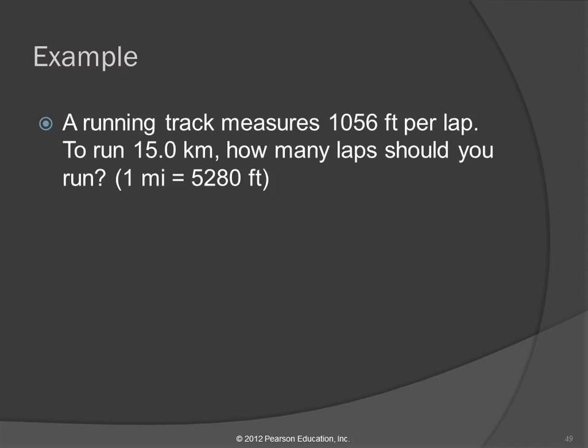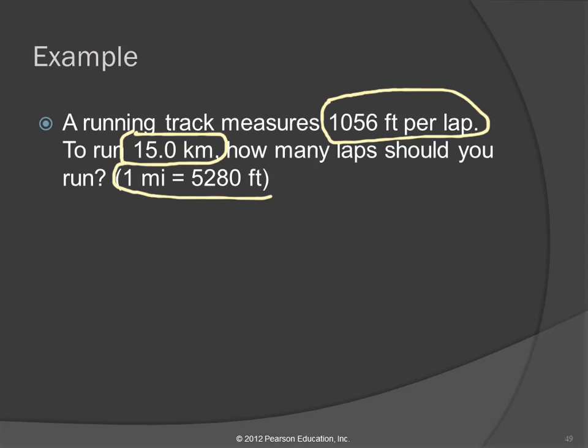So this is one of the purple, because aliens don't wear hats or whatever they came up with, right? You're like, oh my goodness, this is one of those. It's okay. So there's some numbers in here, right? So let's circle the numbers. 1,056 feet per lap, 15.0 kilometers, and then anything in parentheses is just usually kind of a hint, but we'll go ahead and circle that also.